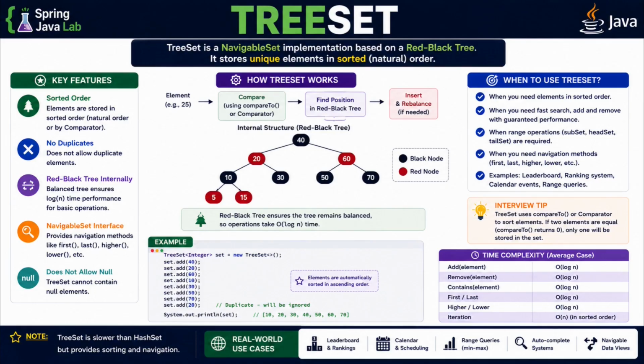TreeSet is ideal for leaderboards, rankings, sorted reports, autocomplete suggestions, and range-based searches. So remember, HashSet for uniqueness, LinkedHashSet for uniqueness with insertion order, TreeSet for uniqueness with sorted order. We've now covered lists and sets. Let's move to another very important collection category, queues.